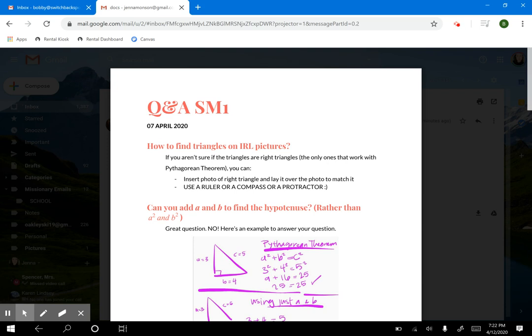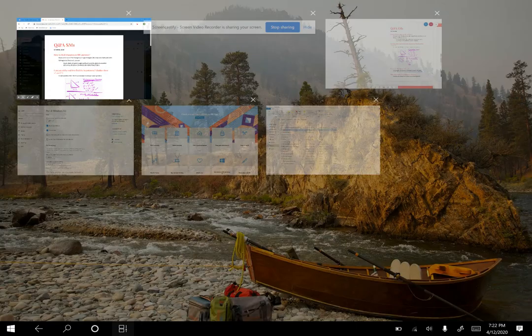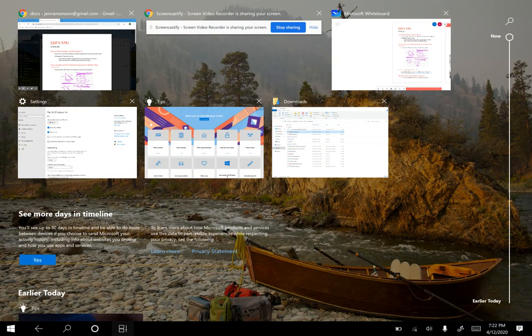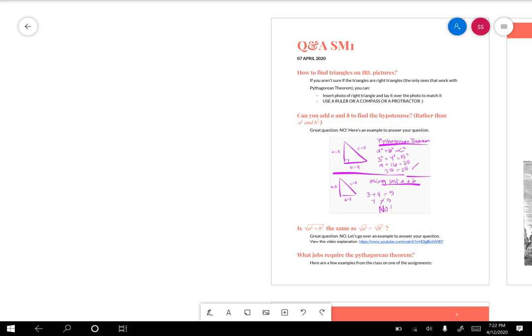Okay, I'm going to go over some of the questions that you guys have asked me over the last couple of weeks. And just so I can annotate this while we are going through it, here we go.